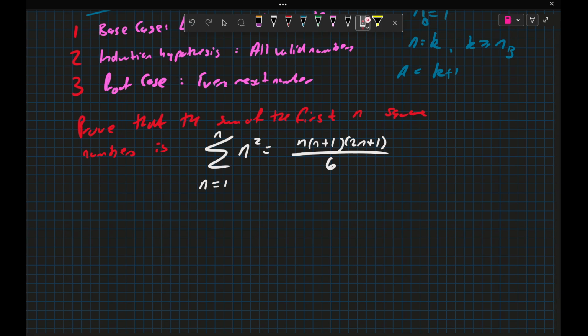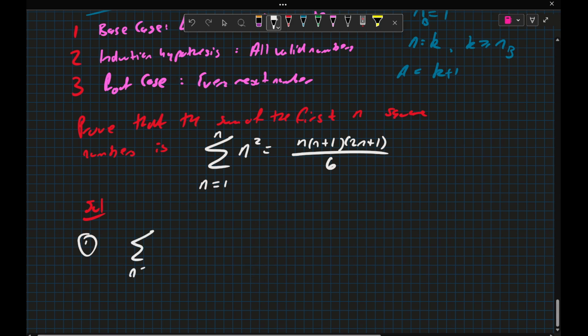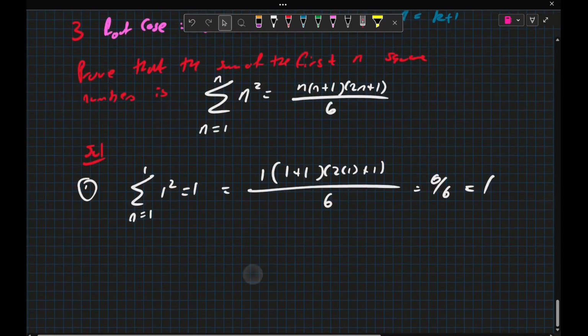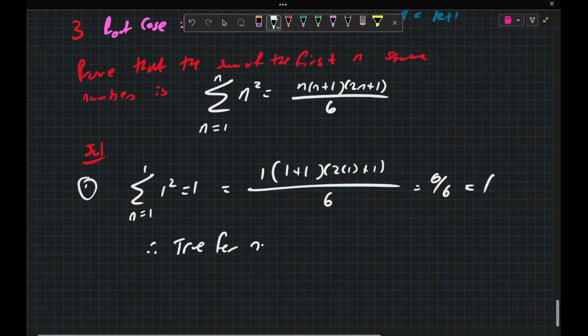Prove that the sum of the first n squared numbers, the sum from n equals 1 to n of n squared, is n times n plus 1 times 2n plus 1, over 6. Okay, so we're going to start stage 1. The base case here is n equal to 1. We know that the sum from n equals 1 to 1 of just 1 squared is 1. So we're going to have 1 times 1 plus 1 times 2 lots of 1 plus 1, over 6, which is 3 times 2, which is 6. 6 over 6 is 1. And we say, therefore, true for n equal to 1. And I tend to like adding a tick.